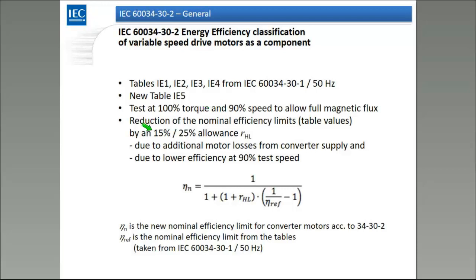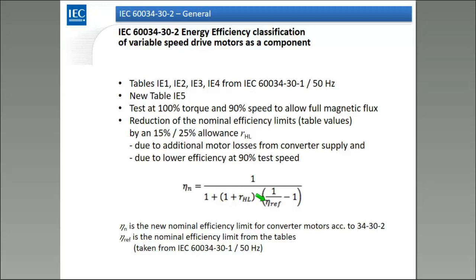Another thing that needs to be done, we have additional losses in the motor due to the switching of the voltage by the frequency converter. And these additional losses must be compensated. Otherwise, the results wouldn't be comparable to the motors that are tested on the grid. And we do this by introducing an allowance factor, this RHL factor, and the nominal efficiency that the motor must meet is calculated from the efficiency that you get from the tables IE1, 2, 3, 4, 5.